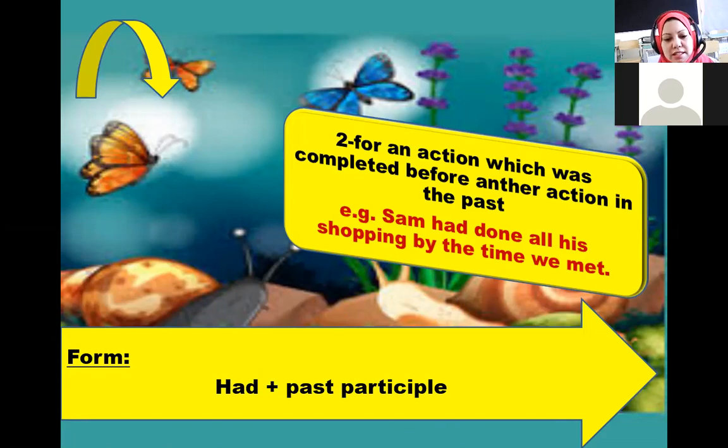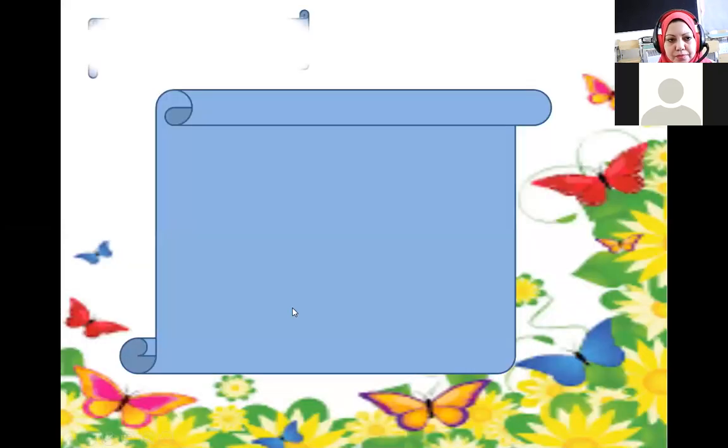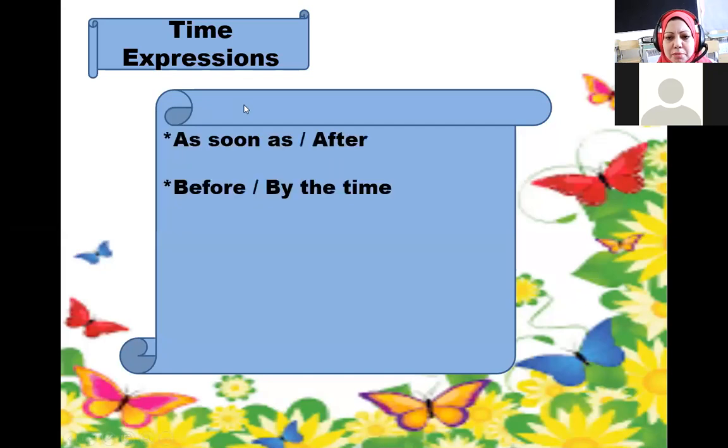Had eaten, had seen, had met, had played, and so on. This is the form of the past perfect simple. What are the time expressions, the words that we use with the past perfect simple? We have got four words: as soon as, after, before, by the time.